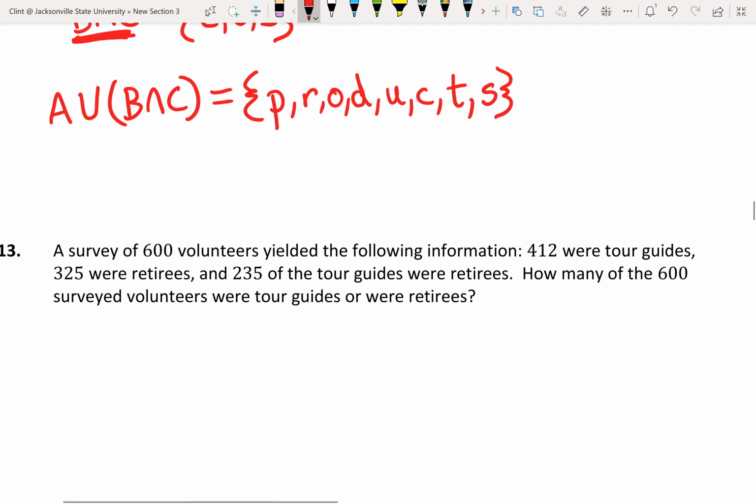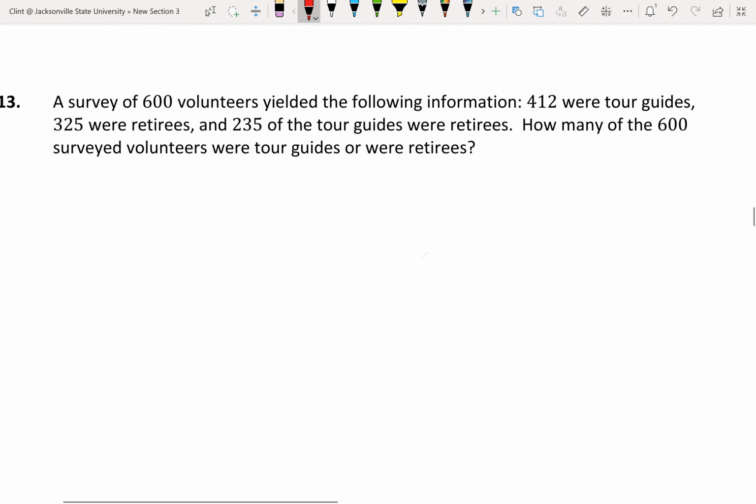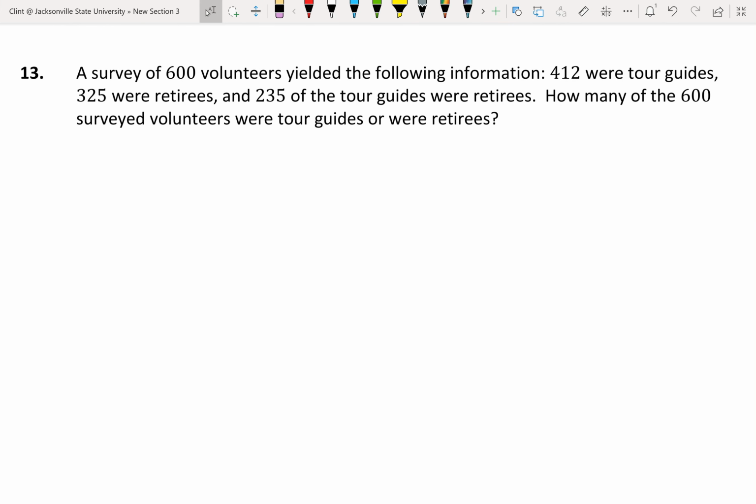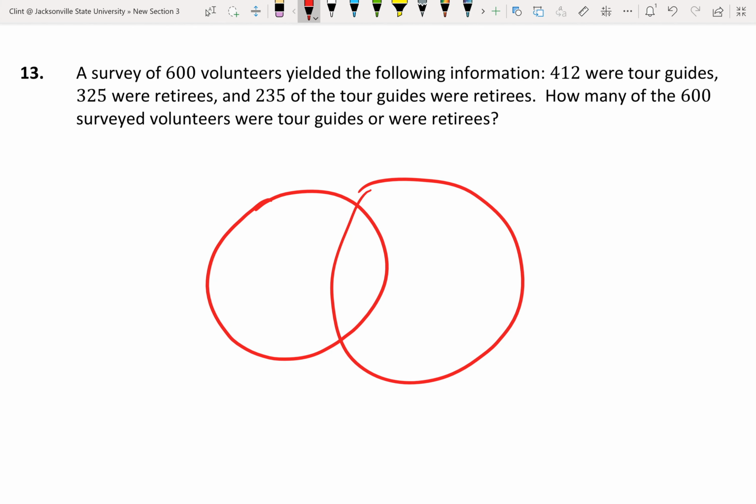Number 13, we got to draw a Venn diagram, or it helps to draw one anyway. You can use the inclusion-exclusion principle. It says we got a survey of 600 volunteers, 412 were tour guides, 325 were retirees, and 235 of the tour guides were retirees. How many of the 600 surveyed volunteers were tour guides or retirees? So, it helps to make a Venn diagram here. So we'll have tour guides over here, we'll have retirees over here. Start in the middle. It says 235 were both.